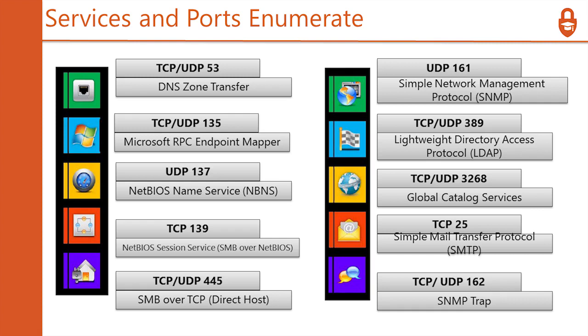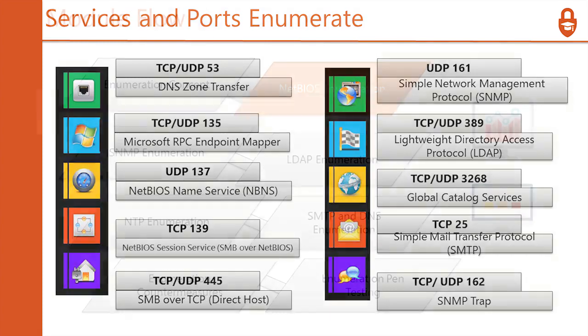TCP/UDP 135 is the RPC protocol. TCP/UDP 389, LDAP. UDP 137, NetBIOS name service, so NetBIOS. TCP/UDP 3268 is a global catalog service. TCP 139 is NetBIOS. And the NetBIOS name server is 137. So NetBIOS is 137 and 139, and that's how you'll see that question. They'll combine those. TCP 25, Simple Mail Transfer Protocol, SMTP. TCP/UDP 445, SMB over TCP, direct host. And then TCP/UDP 162 is an SNMP trap.